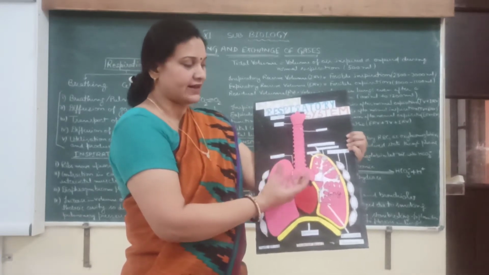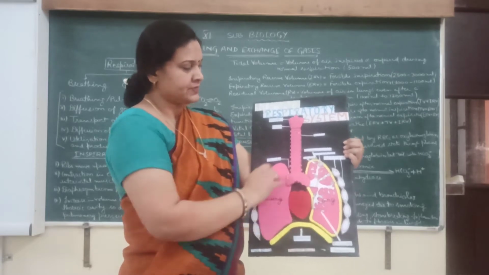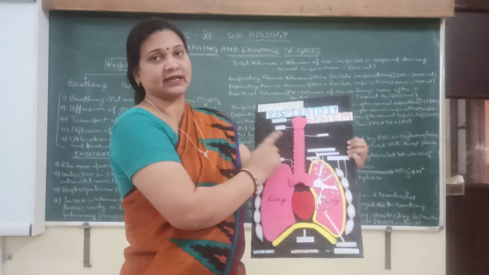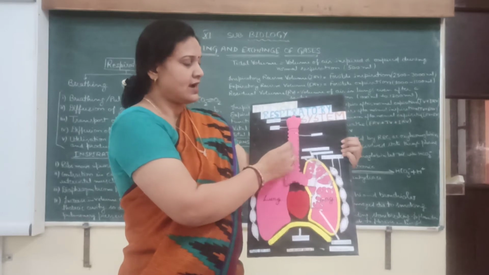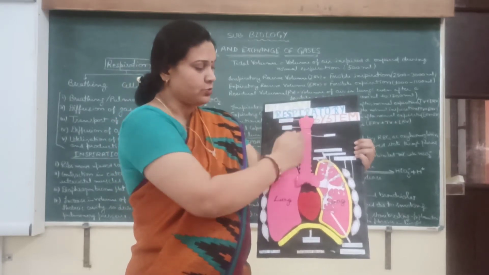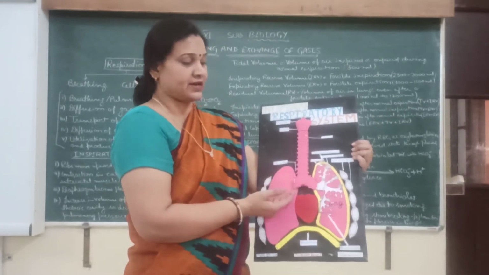Alveoli are spherical structures with a thin wall for proper diffusion, and the trachea and bronchi contain C-shaped cartilage. So what is C-shaped cartilage? C-shaped cartilage is the cartilage which prevents the tubes, that is the trachea and bronchi, from collapsing after expiration.